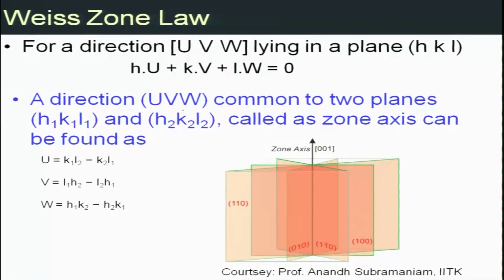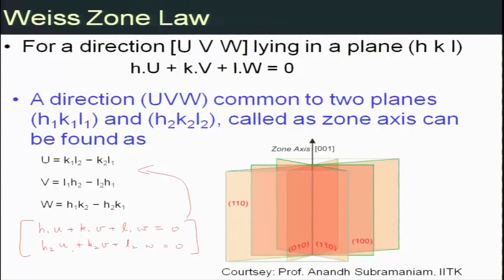So if you have a direction UVW which is common to two planes, H1 K1 L1 and H2 K2 L2, this is called a zone axis, and it can be found as follows. Basically you write two equations: H1 U plus K1 V plus L1 W equal to 0, and H2 U plus K2 V plus L2 W equal to 0, because it is a common axis and as a result it is common to both the planes. These two equations can be solved in this fashion.